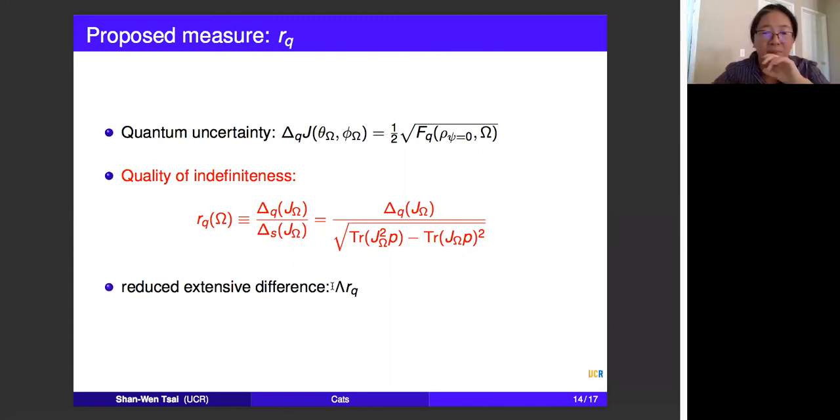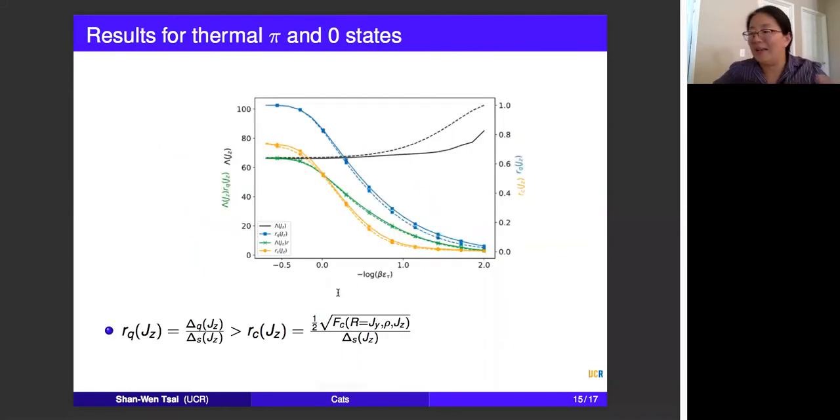Because R is related to the size of the width of the peak, and the extensive difference to the distance between the peaks, then one could look at this combined. So this covers most of the formal things. Now, here are just some plots.